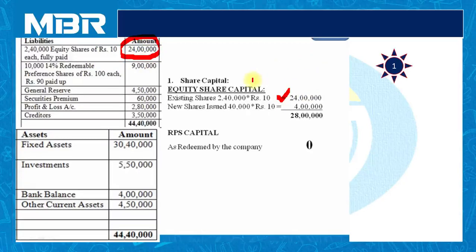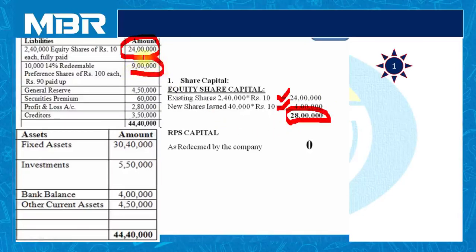Now just imagine the process of RPS redemption. During the process of RPS redemption, while arranging the fund for the capital part, that is step number 3, we have issued new equity shares of rupees 4 lakhs. So equity share capital of the company is a total of 28 lakhs.